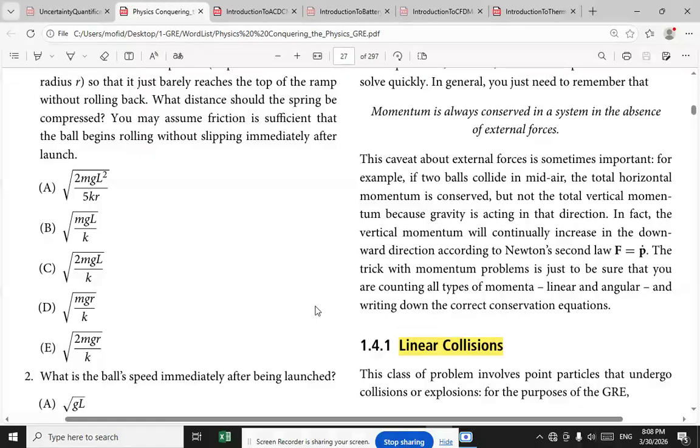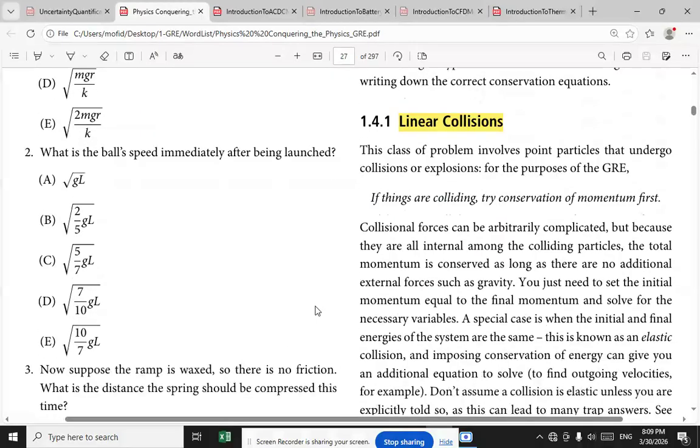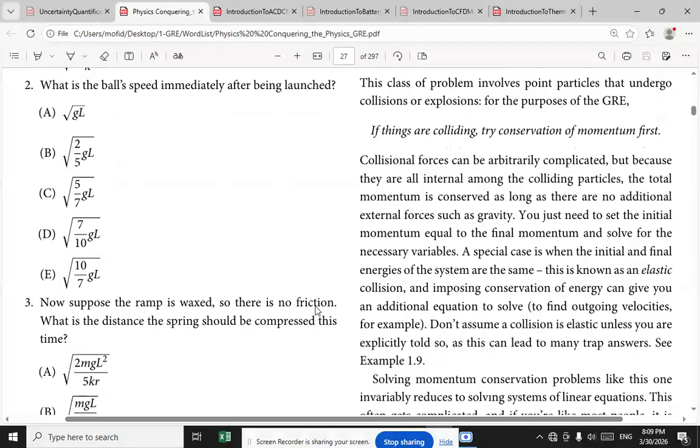The trick with momentum problems is just to be sure that you are counting all types of momentum, linear and angular, and writing down the correct conservation equations. The next subsection of this momentum section is 1.4.1, linear collisions. This class of problems involves point particles that undergo collisions or explosions. For the purpose of the GRE, if things are colliding, try conservation of momentum first.